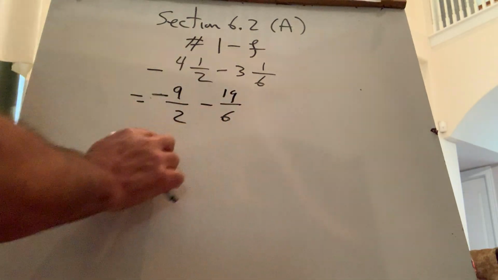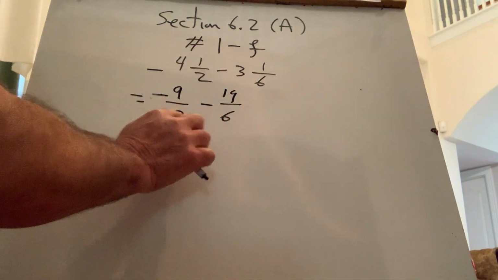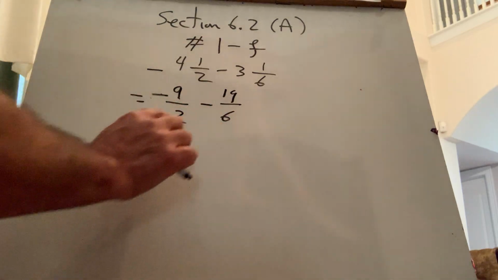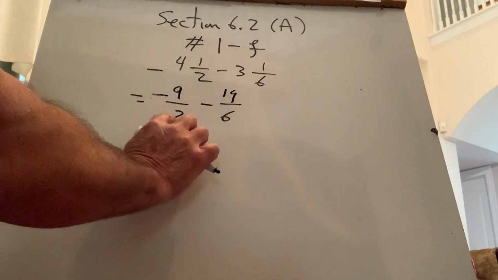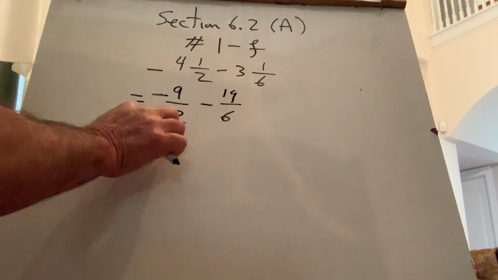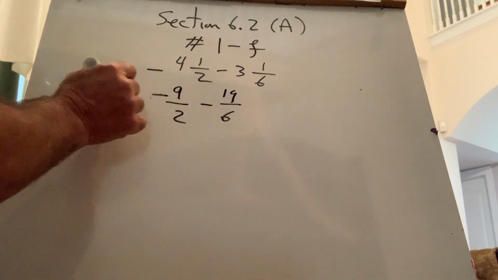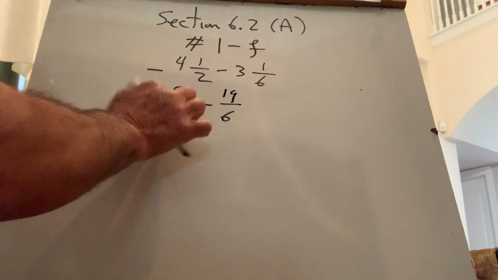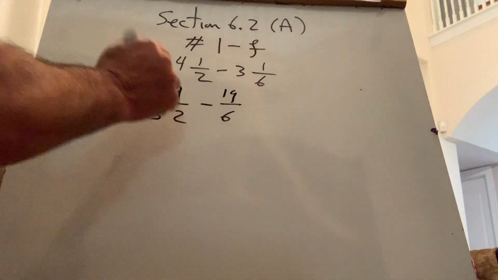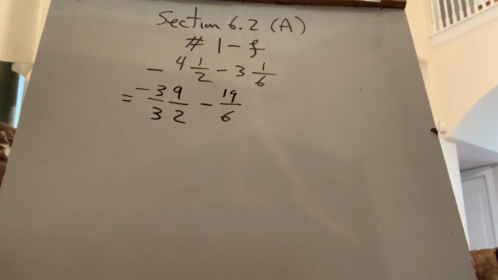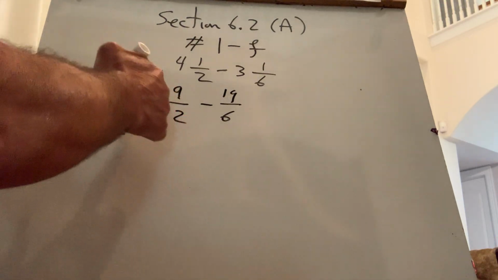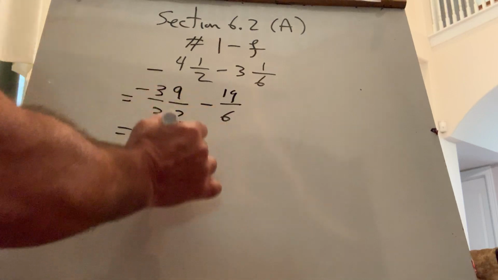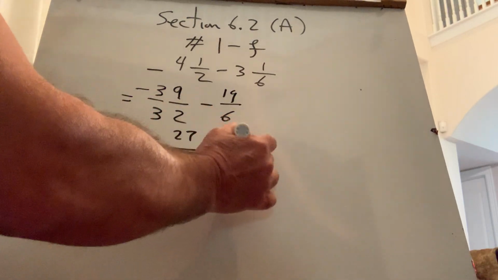So now we have to combine them, but as you know, to combine two fractions, you have to have the same denominator. Right now we have two different denominators, so the LCD between 2 and 6 would be 6. So we're going to make the 2 a 6. The way we do that, we multiply 2 by 3 to make it 6, but we also have to perform the same thing to the top. The top becomes 3 times 9, which is 27 over 6, and then minus 19 over 6.